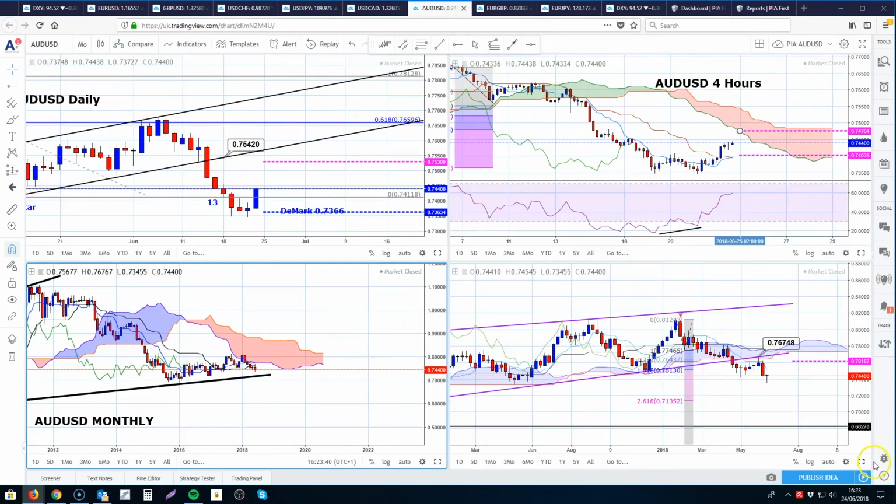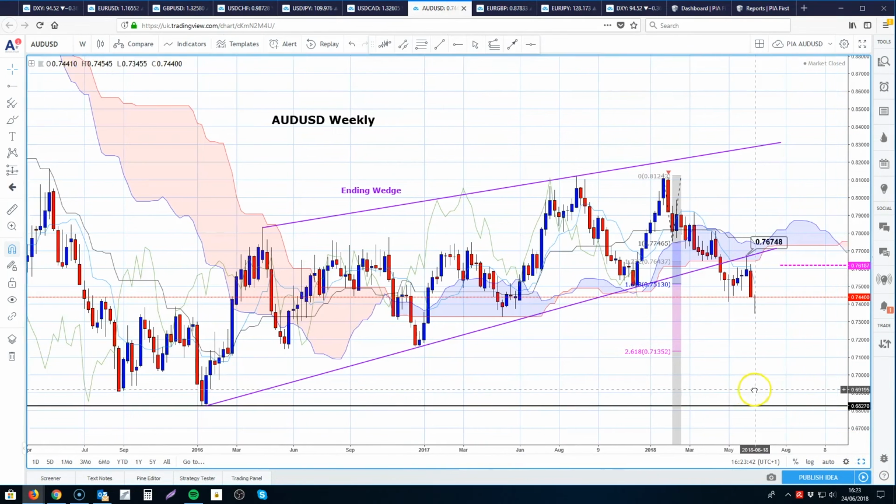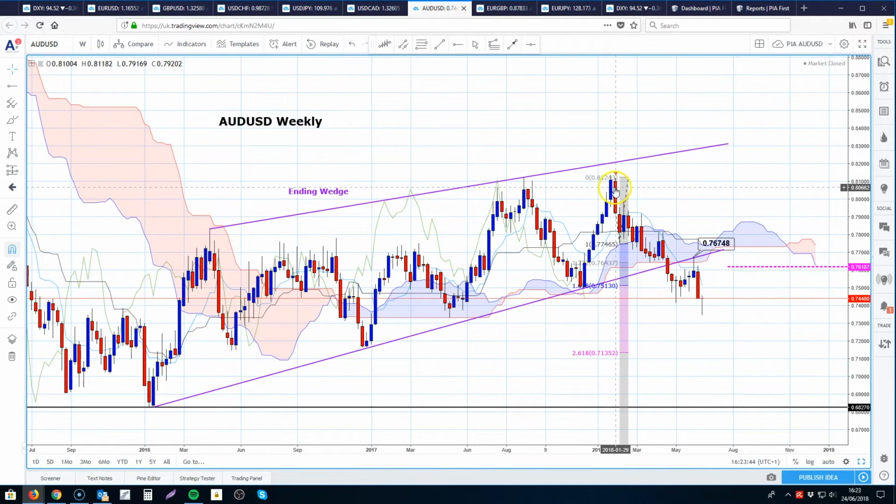But if we go to the weekly chart, is this the end of a fifth wave? So basically 1, 2, down in 3, small up in 4, and then 5. Is it not going to extend to the 71.35, 261.8% extension level?